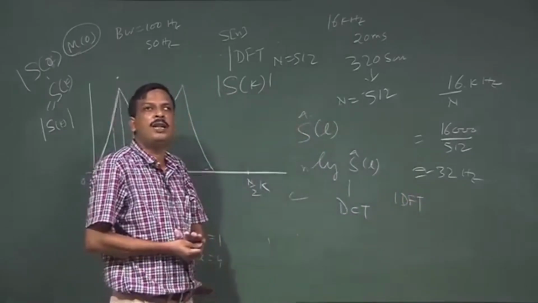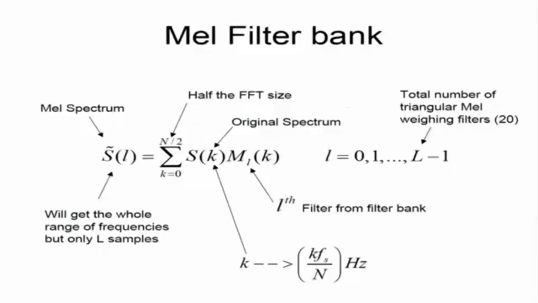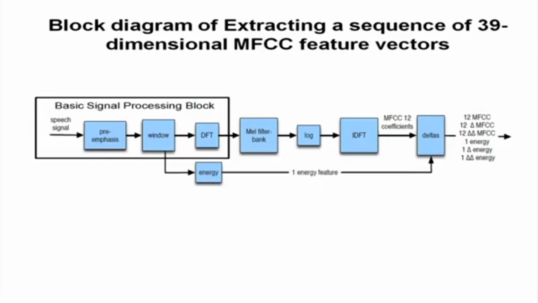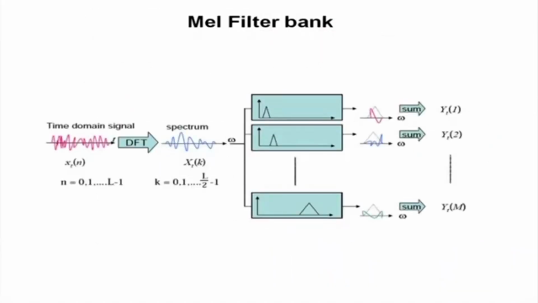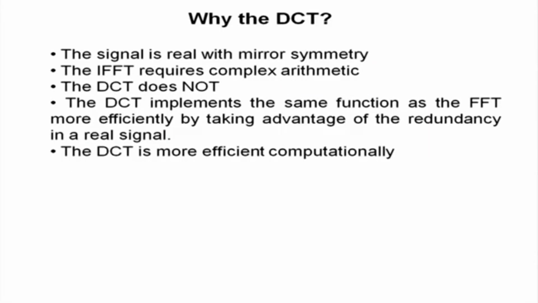Okay. Instead of IDFT I take the DCT. So, the complete block diagram of the MFCC filter, the MFCC equation. This block diagram contains IDFT. IDFT can be easily replaced by DCT, the discrete cosine transform. Okay. Why do we use DCT? This is the reason.